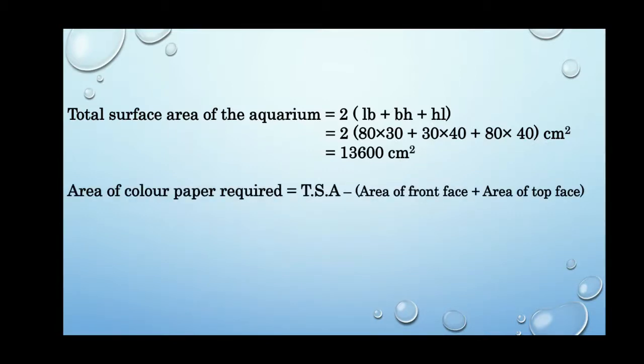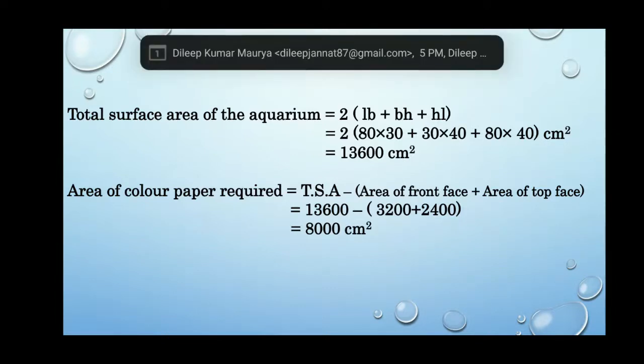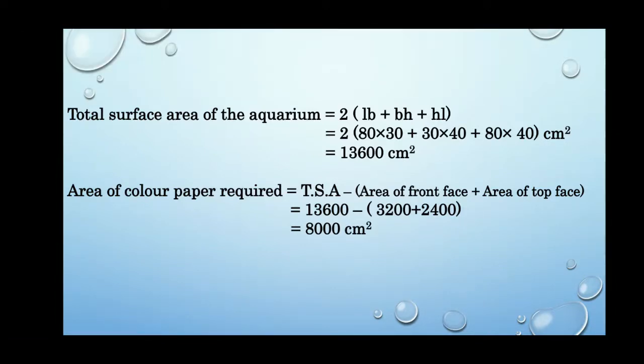So area of the colored paper required, what is that? Yes, very good. Total surface area minus area of the front face plus area of the top face. So the total surface area is 13,600 minus 3,200 minus 2,400. So we get 8,000 centimeter square.